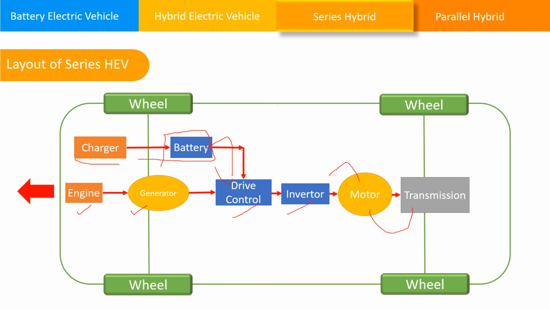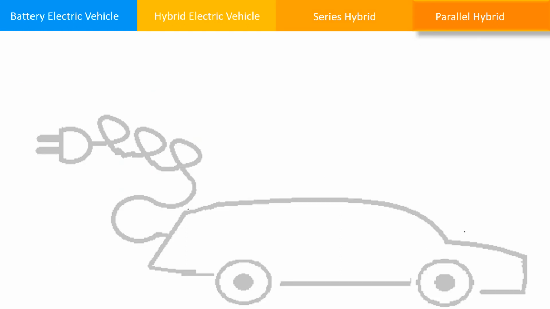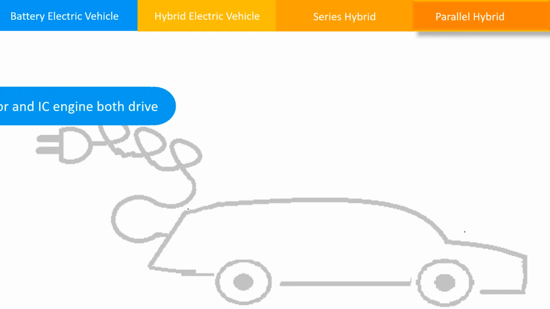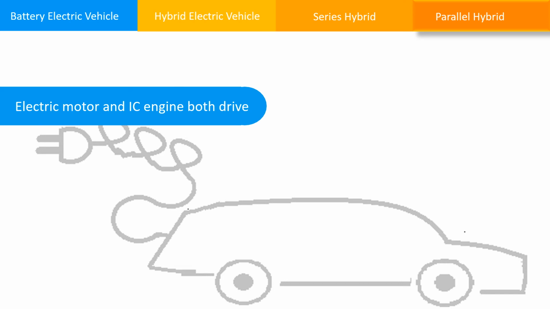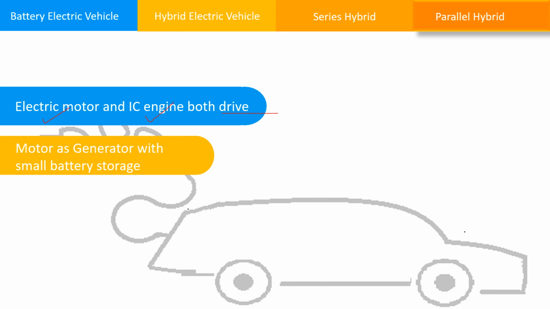Then there is the second type of hybrid electrical vehicle, that is the parallel hybrid vehicle. In a parallel hybrid vehicle the electrical motor and IC engine are used for driving. In series they are used for charging. Here they can directly connect to the transmission. The motor is used as a generator with a small battery storage when the vehicle is driven using the IC engine.